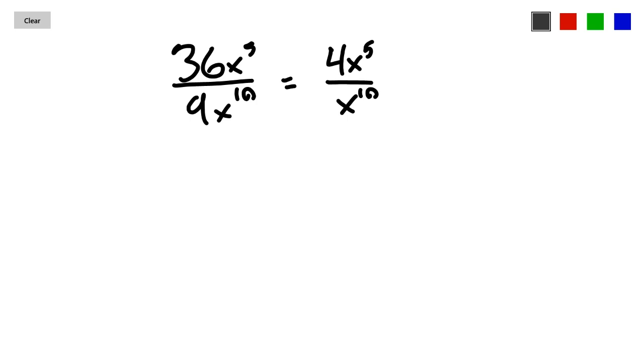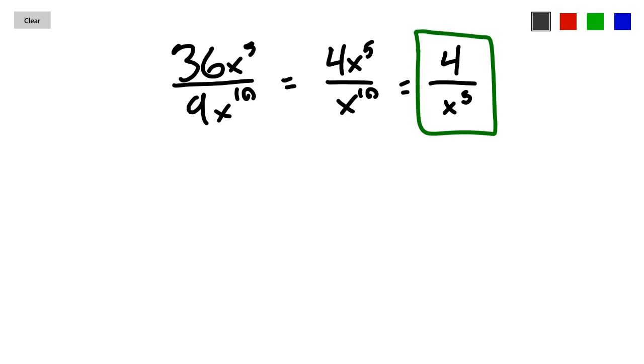So the same rule applies. Since I have an x to the 5th on the top and an x to the 10th on the bottom, this is going to reduce down to 4 over x to the 5th. And this is because I'm using the quotient rule. If you have two numbers that are the same but raised to different exponents, then it's equal to that number raised to the difference of the exponents. And in this case, I have 5 minus 10, which gives me a negative 5. But to write that as a positive exponent, I write that in the denominator, so I have x to the 5th on the bottom instead.